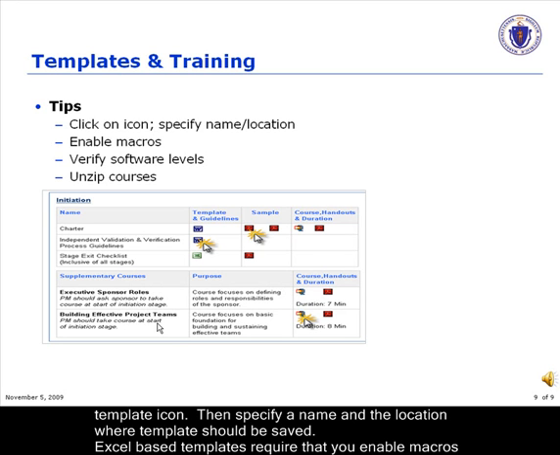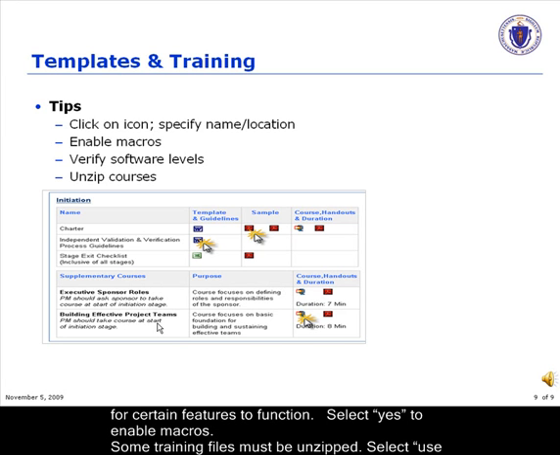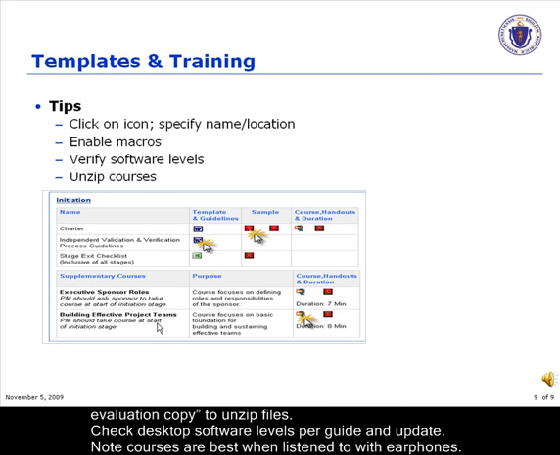Excel-based templates require that you enable macros for certain features to function. Select Yes to enable macros. Some training files must be unzipped. Select Use Evaluation Copy to unzip files. Check desktop software levels for guide and update. Note, courses are best when listened to with earphones.